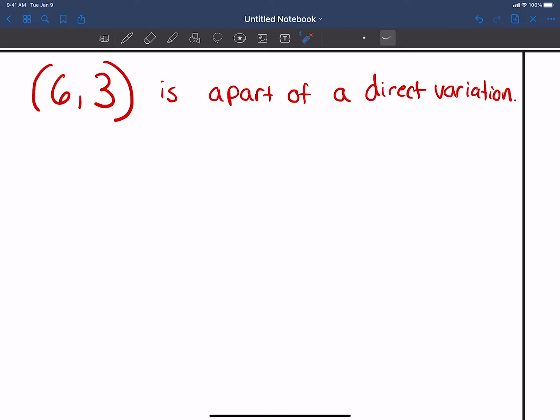6, 3. What is this? Rise over run? No, that's not a slope. That's a coordinate. That's a dot that's on the graph, right? 6, 3 is a part of a direct variation. Here's the question: what is the slope?